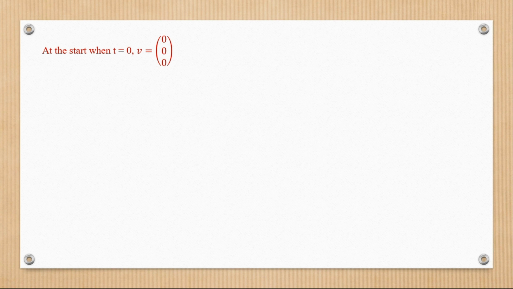So at the start, when t is equal to 0, v is 0, 0, 0. You consider it this way because this is actually a 3-dimensional vector, so we're going to have 3 different parts for the zeros. So this is what we can have. So substitute that in and we'll have it this way.